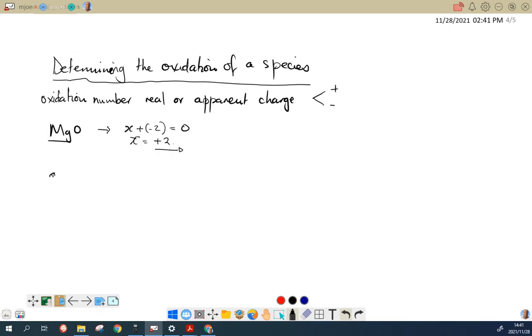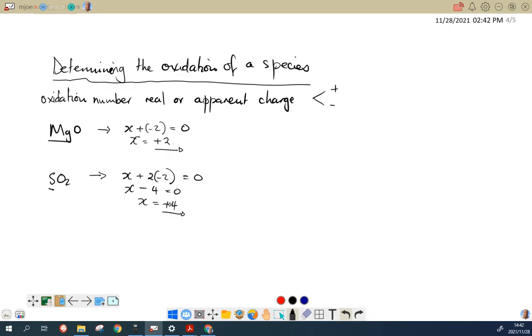Another example, if you have something like SO2 and you're asked to calculate the oxidation number of the sulfur in SO2, how would you do that? The same way as we did it up there in magnesium oxide. So your sulfur is the unknown x, plus, but now we have two oxides, so 2 times -2, and the net charge of this species is equal to 0. So we then work out the value of x. x minus 4 is equal to 0, and x is going to be equal to +4.